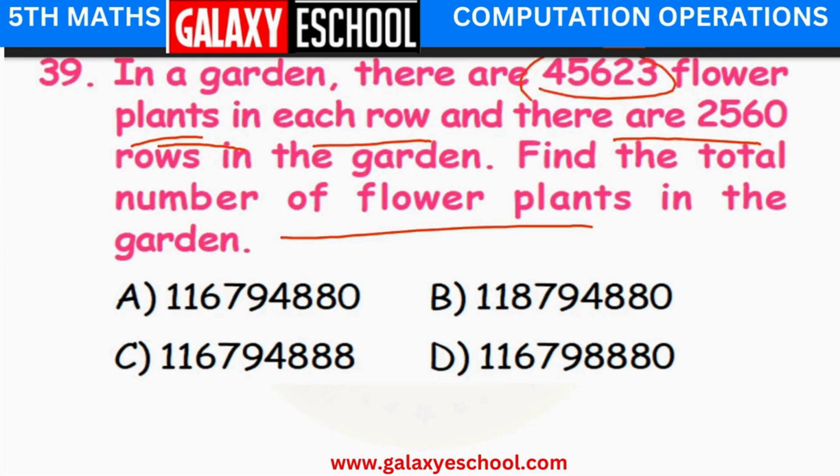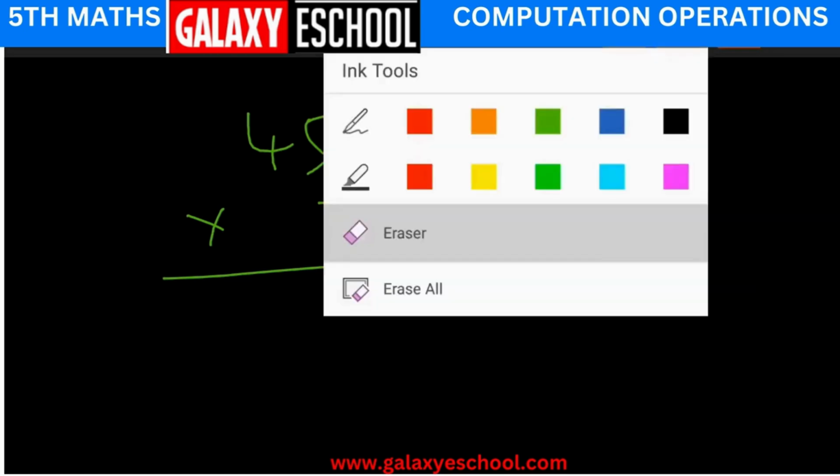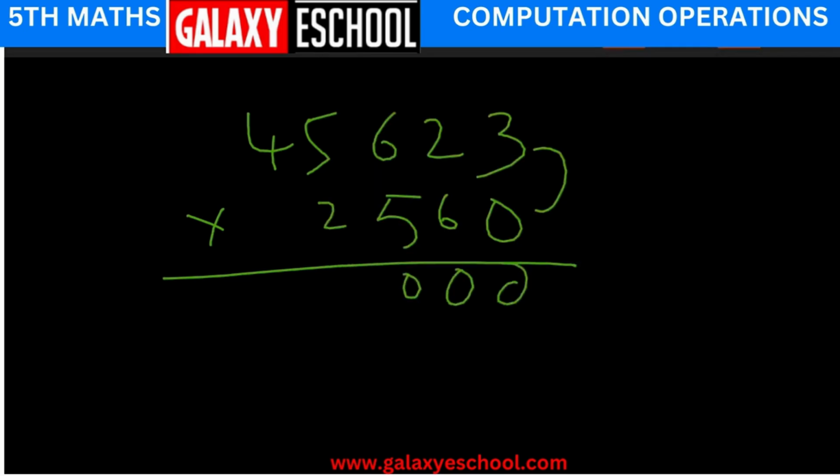The number of flowers in each row multiplied by the number of rows. Yes, 4, 5, 6, 2, 3 into 2, 5, 6, 0, that is 2,560 rows. Now if we start multiplying 3. Now 0 into anything becomes 0 only. 0 3s are 0. Again everything is 0 only. 0 into all these numbers is 0.